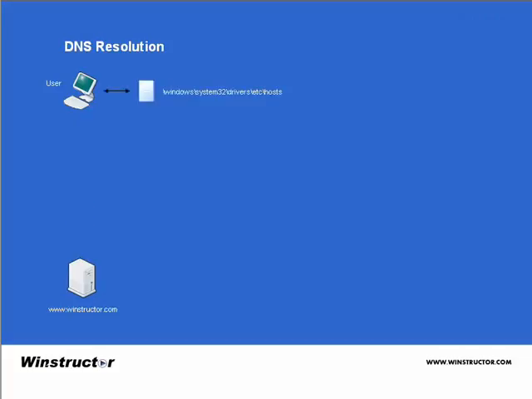So the first thing that the client will do is check a local text file stored on its hard drive called the host file. Now this file is simply an ASCII text file that stores only host records. If the address for the Winstructor website is found, the client will go straight to the website directly, and that's the end of DNS resolution.